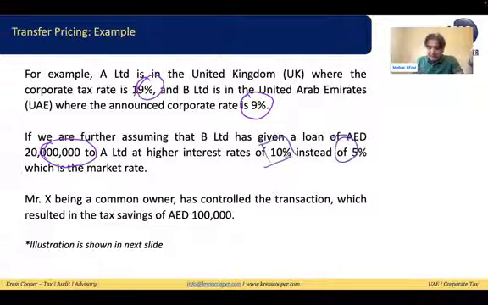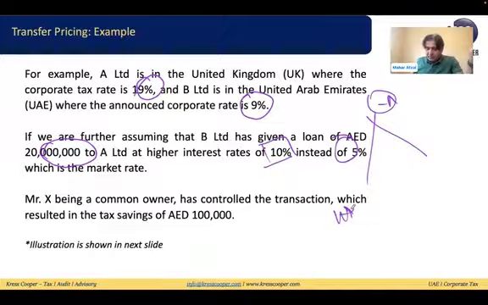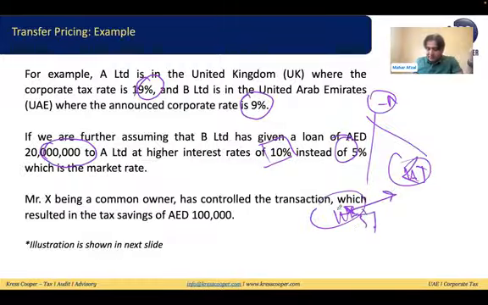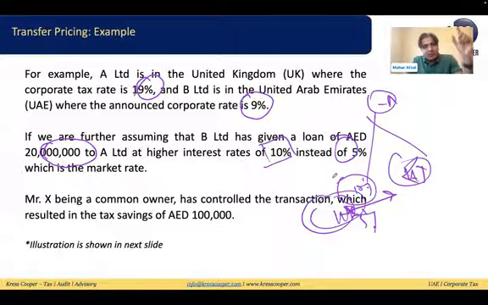Again, coming back to the same example, A is the owner. This is a company in the UAE. This is a company in the UK. The UAE company has given a loan to the UK company. The market interest rate is 5%, but A is telling the UAE company, no, you need to charge 10%, because both parties are in his control. Once both parties, A and B, are in the control of Mr. A, he has manipulated the interest rate. The market interest rate is 5%, but A is asking the UAE company to charge 10%.